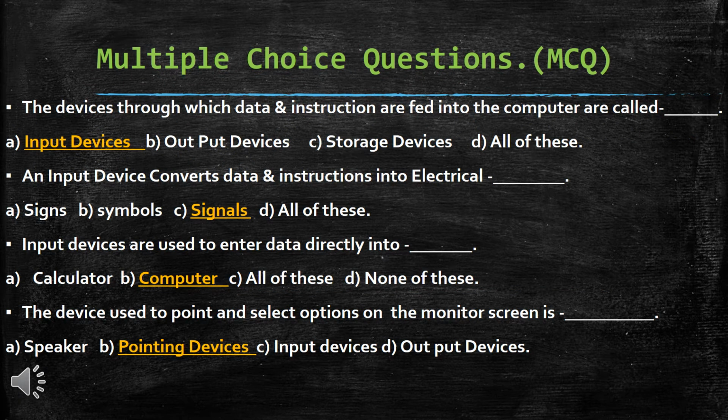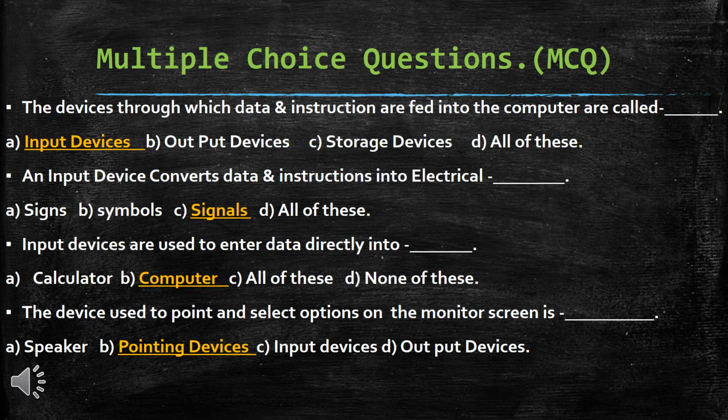So we'll start with the MCQs of the second chapter, that is the data devices. The first MCQ is: the devices through which data and instructions are fed into the computer are called dash. Your options are input devices, output devices, storage devices, and all of this. The answer is input devices. Students, the answers are colored in orange.